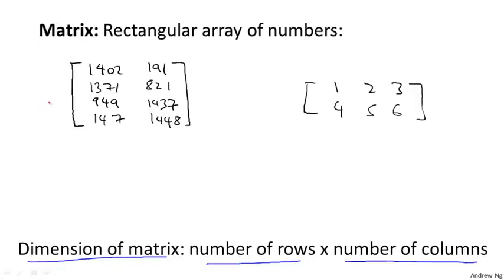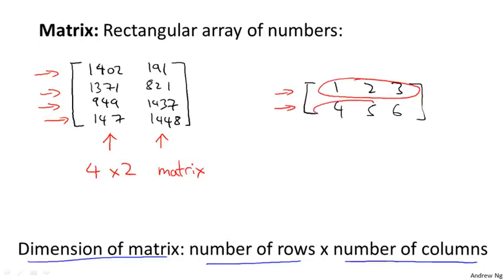Concretely, this example on the left has 1, 2, 3, 4 rows, and it has 2 columns. So I'm going to say this is a 4 by 2 matrix, okay? Because it's number of rows by number of columns, so 4 rows, 2 columns. This one on the right has 2 rows, that's the first row, that's the second row, and it has 3 columns, right? That's the first column, that's the second column, that's the third column.